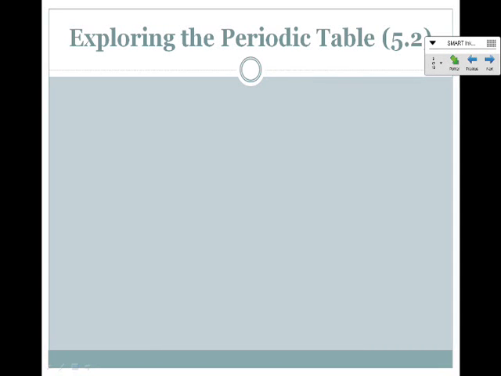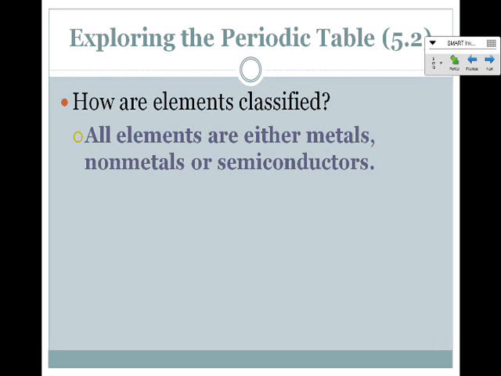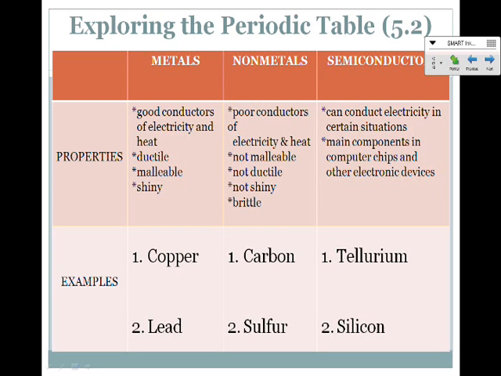Okay, let's finish up talking about the periodic table. First, we're going to talk about how elements are classified. You need to know that they're either metals, nonmetals, or semiconductors. Metals are on the left-hand side of the periodic table. Nonmetals are on the right-hand side. Semiconductors actually kind of give a line down the middle of those, and we'll look at the periodic table in just a moment to see that. Now, these are the three categories.